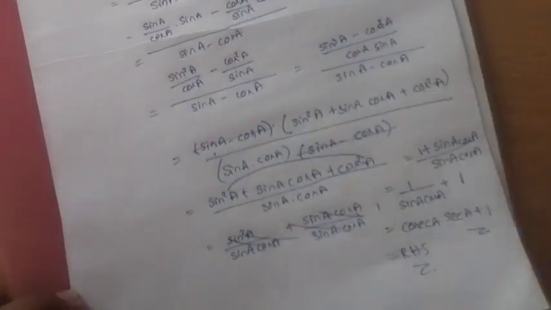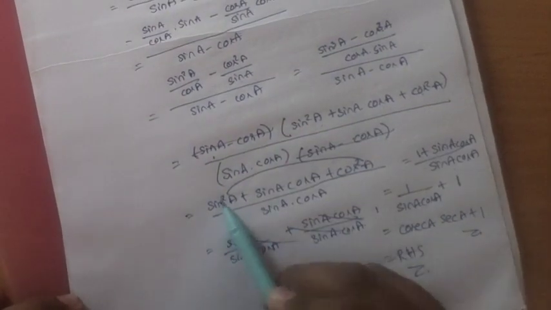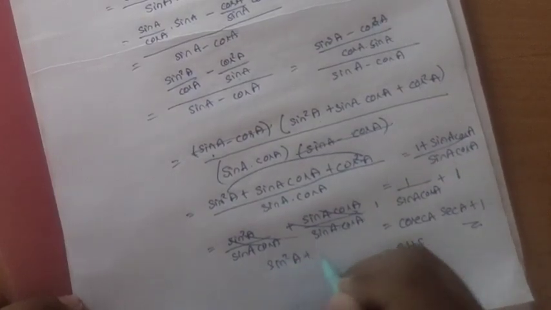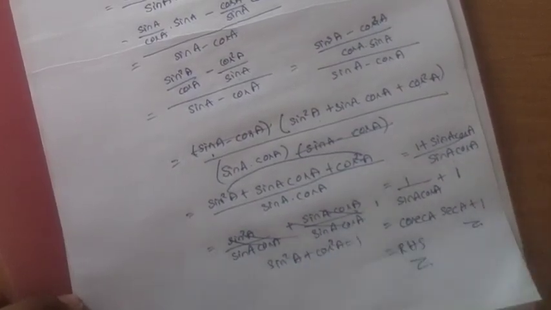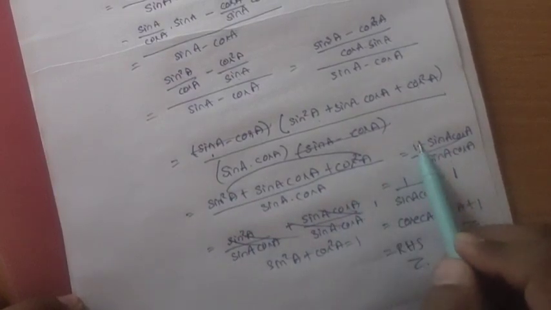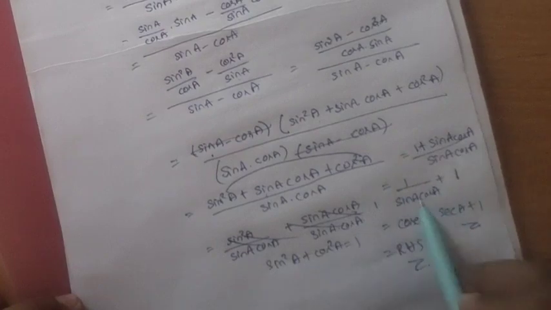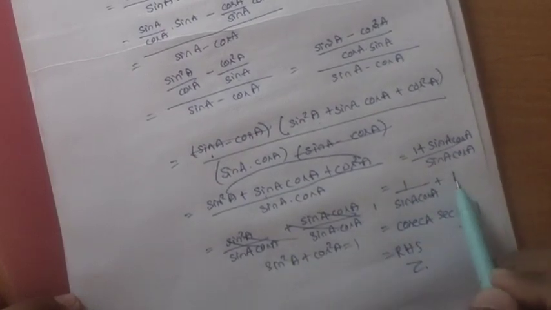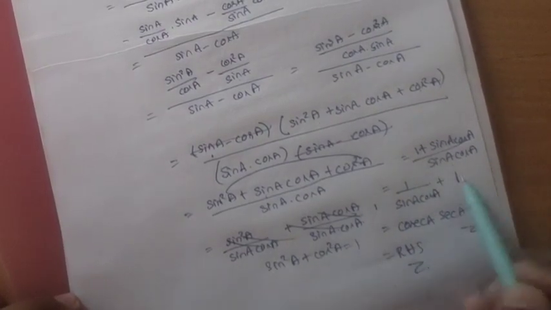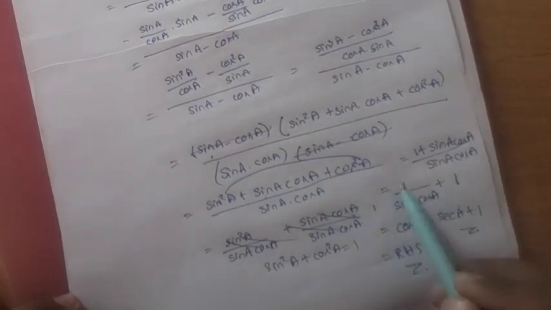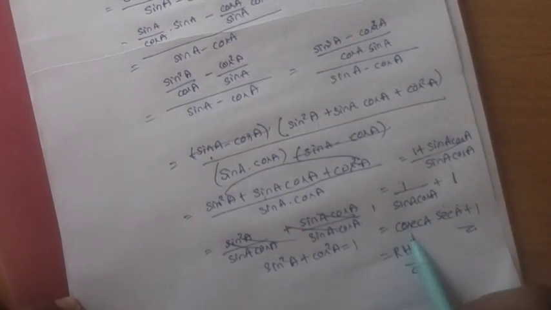So that's all. Here sin square a plus cos square a becomes 1 by the identity. You know that sin square a plus cos square a will always be equal to 1. So by that identity it becomes 1, and sin a cos a will be remaining. If we split the denominator, 1 divided by sin a cos a and sin a cos a divided by sin a cos a, the remaining will be 1. After that, 1 divided by sin a and 1 divided by cos a can be written as cosecant a into secant a, plus 1.